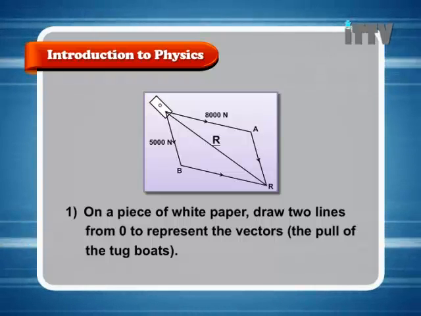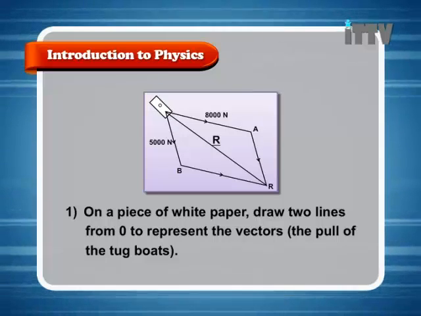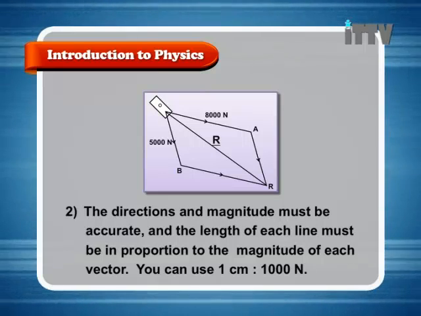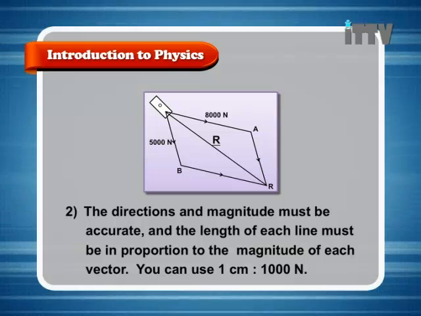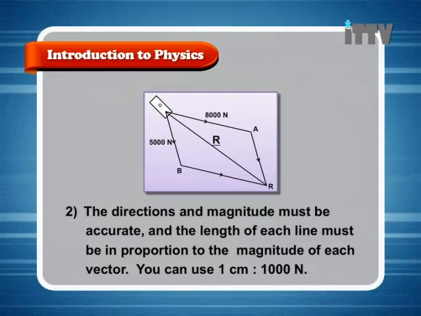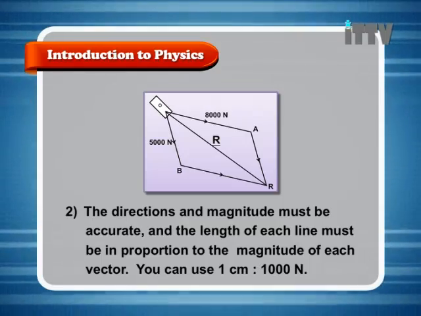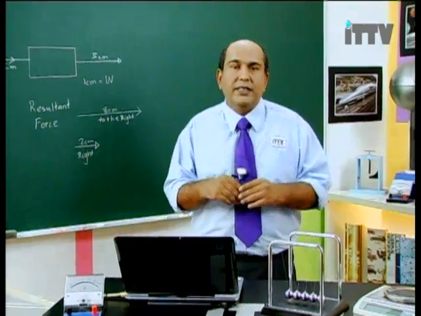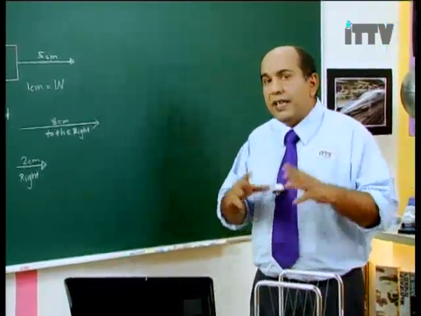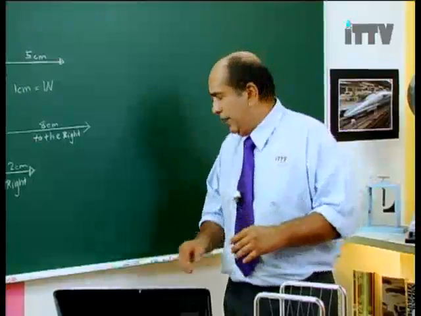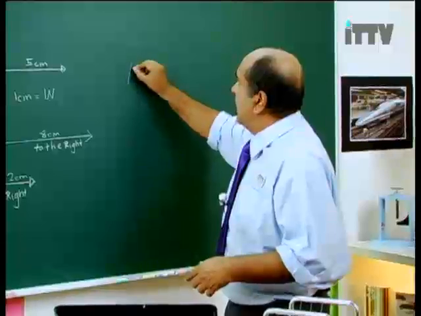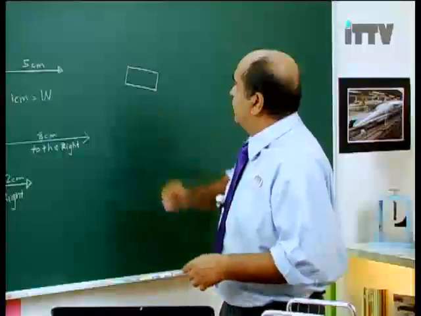Firstly, we draw 2 lines from O to represent the vectors, the pull of the tugboats. The direction and magnitude must be accurate, and the length of each line must be in proportion to the magnitude of each vector. We can use 1 centimeter equals 1,000 newtons. So let's go up to the board and draw this diagram for ourselves so that we understand how we do it. At home, you should be getting a protractor out because that's what we're going to require. So let's begin by drawing the object. The object in this case is a ship, like so.